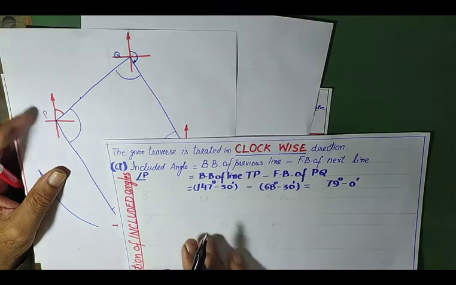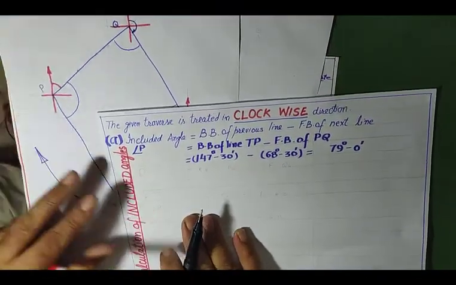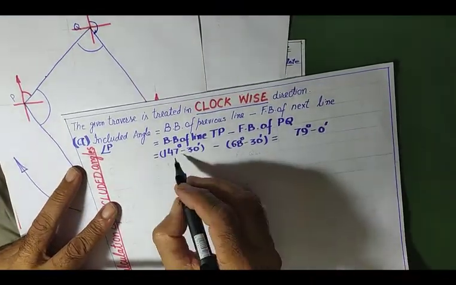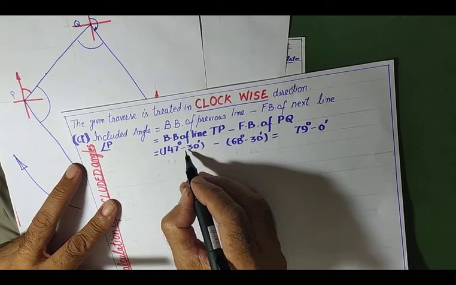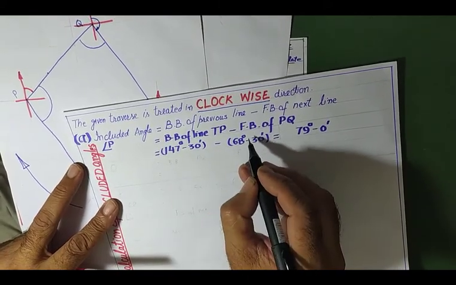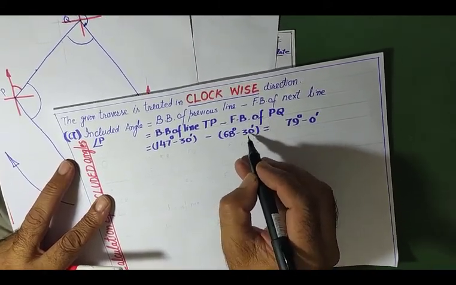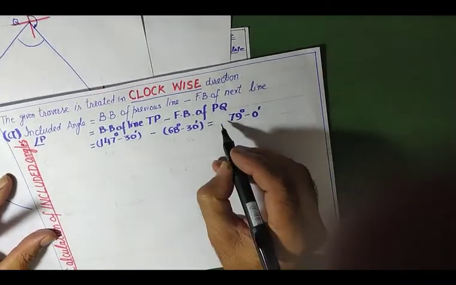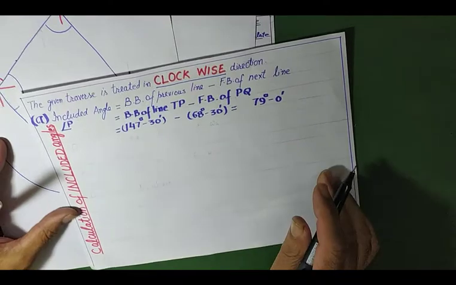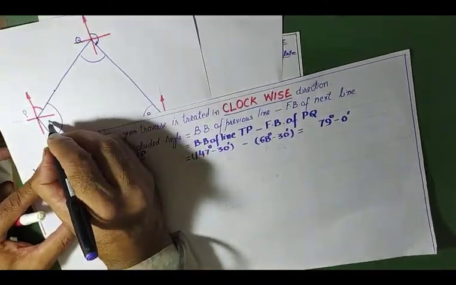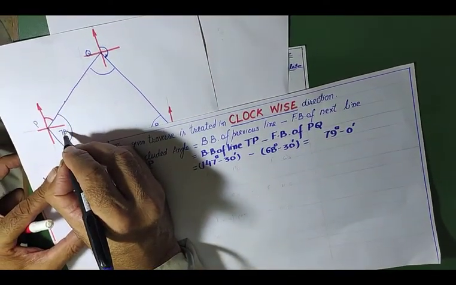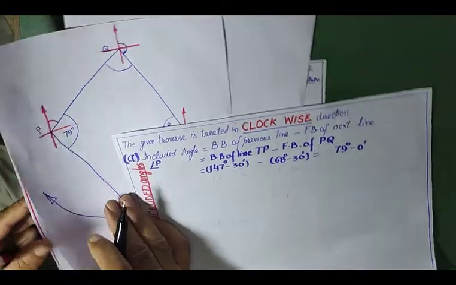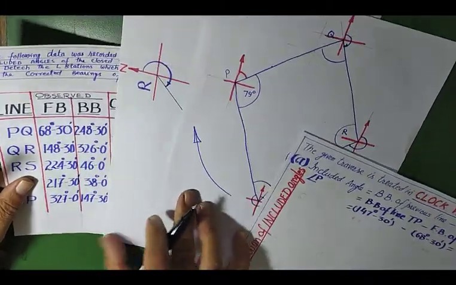The data is given. The back bearing of line TP is given as 147 degrees 30 minutes, minus the forebearing of line PQ, which is given as 68 degrees 30 minutes. So this angle comes to be 79 degrees. How did I calculate it? This is given in your chart. See here.